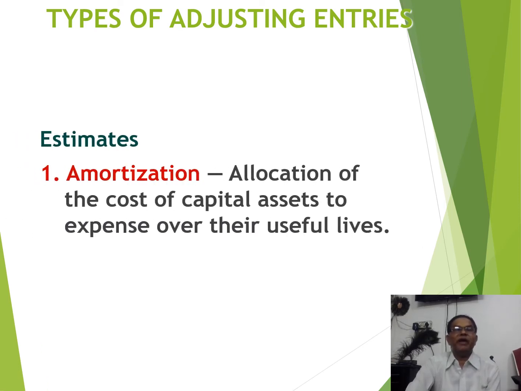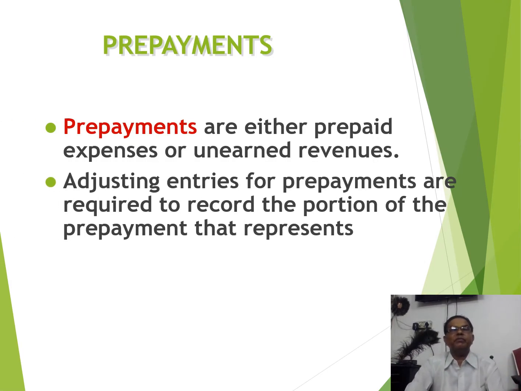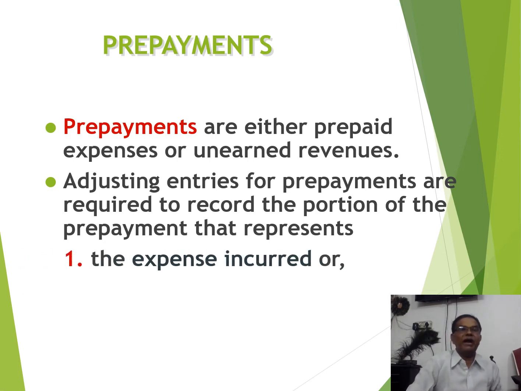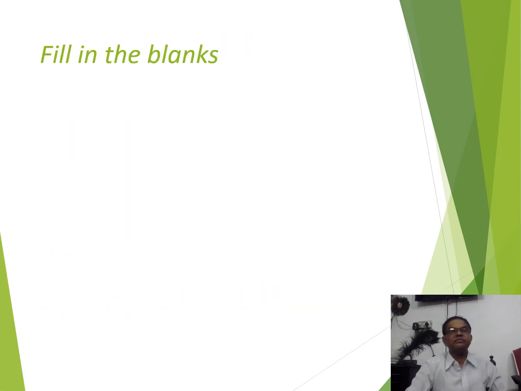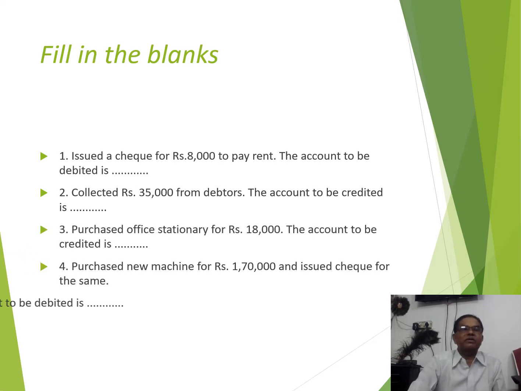Next one is estimates, amortization. So here, allocation of the expenditure. Prepayments are either prepaid expenses or unearned revenue. For this, adjusting entries are required. Next one is again fill in the blanks. You have to try yourself.